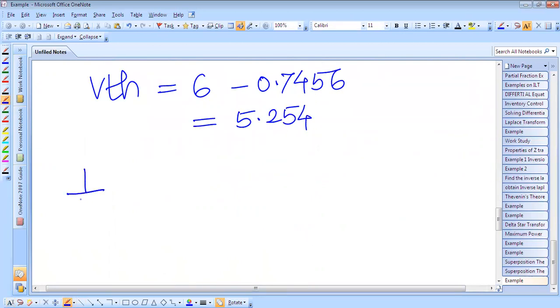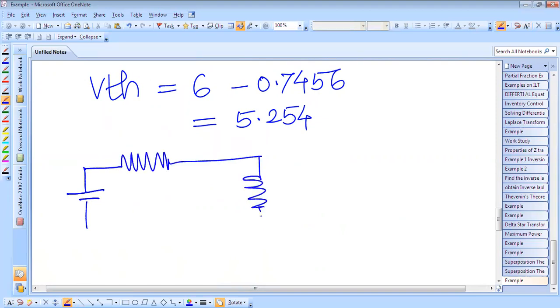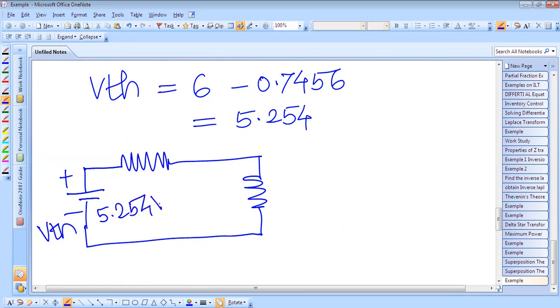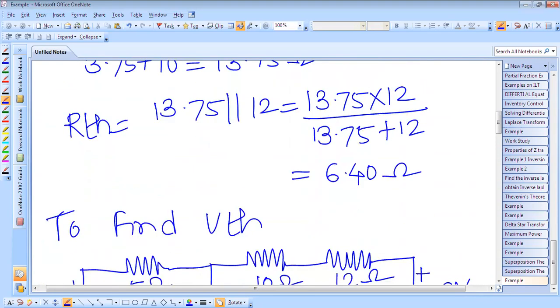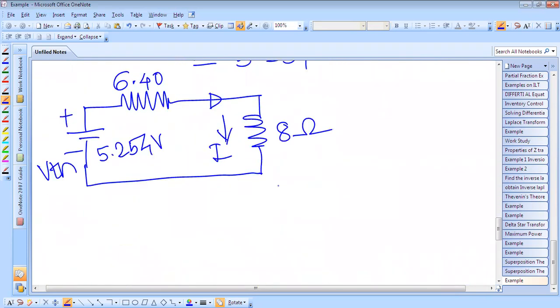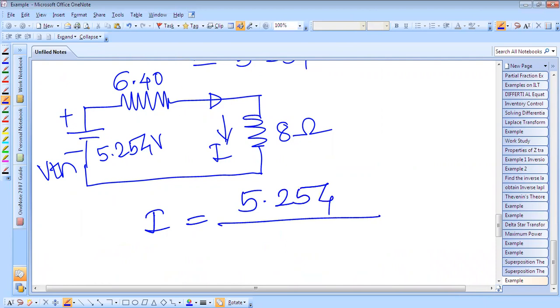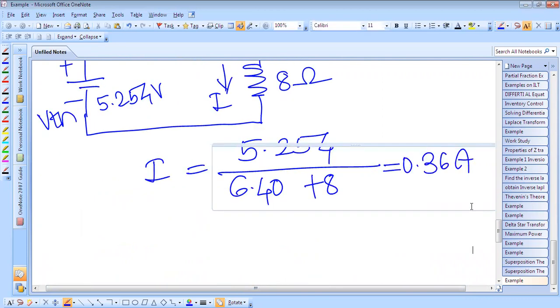We can now draw the Thevenin's equivalent circuit. VTH here is 5.254 volt. This is the total voltage we have got here, with RTH 6.40 ohm, and we have to find the current which is flowing through the 8 ohm resistor. Now we have to find the current I flowing through this circuit, that is the voltage divided by the total resistance, 6.40 plus 8. This is coming equal to 0.36 ampere.